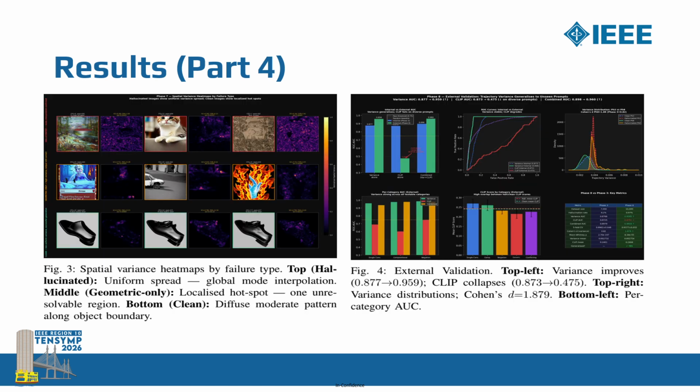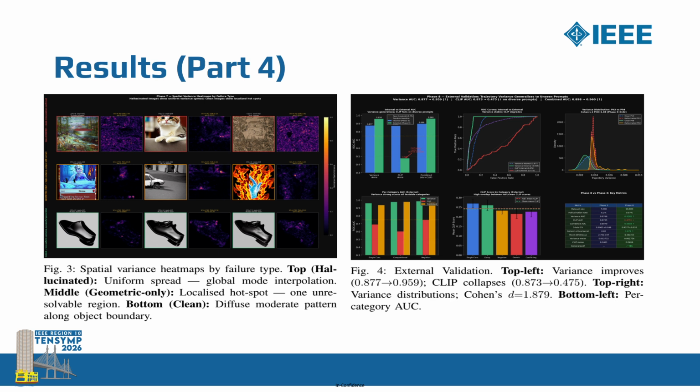Here you can see the taxonomy made visible. Top row, hallucinated images, a uniform purple haze across the whole frame. Middle row, geometric-only failures, a tight, bright concentrated spot. And in the bottom row, clean images, a diffuse pattern that simply follows natural object boundaries.